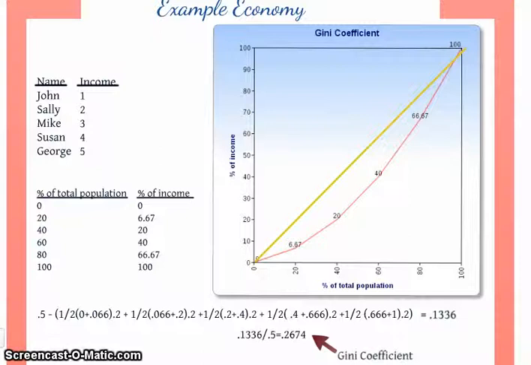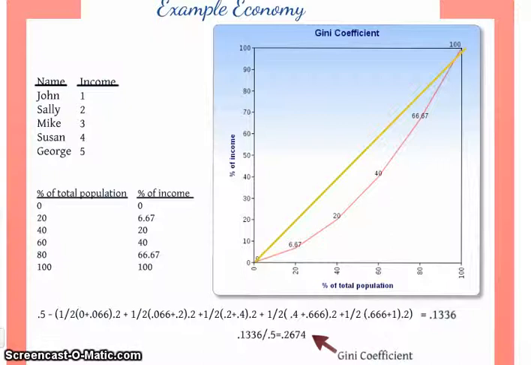I then did this with 40%, and 40% owns 3 of the 15, which equals 20%. You have to make sure to add the 1 to the 2 Sally has, because we're talking about how much the 40% has, not just Sally alone. You would then continue this for the rest of the graph.